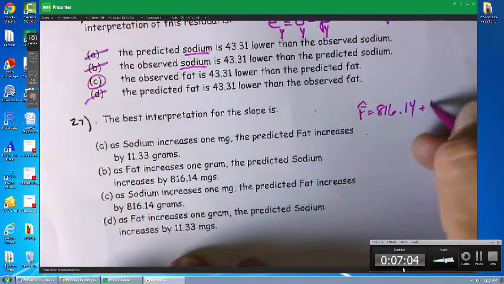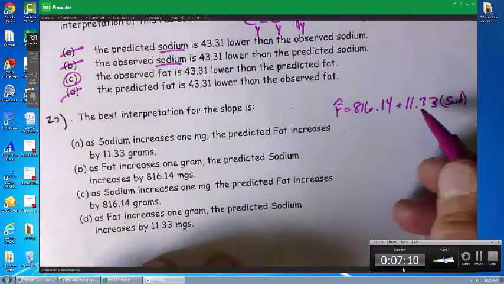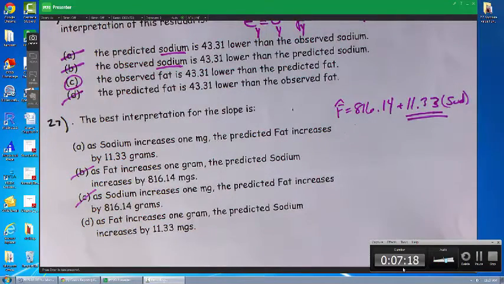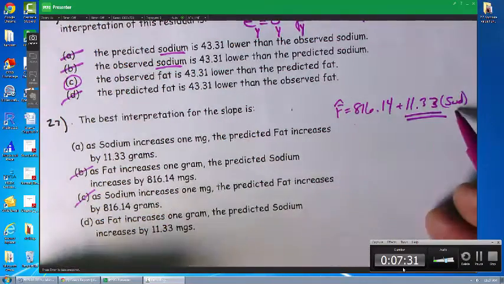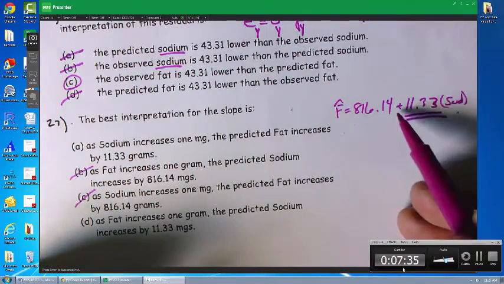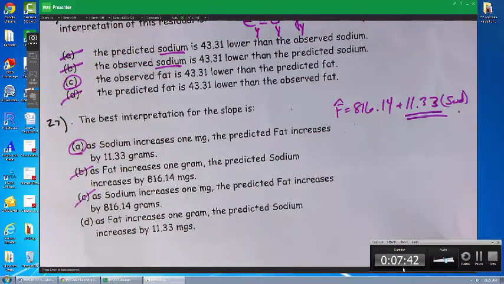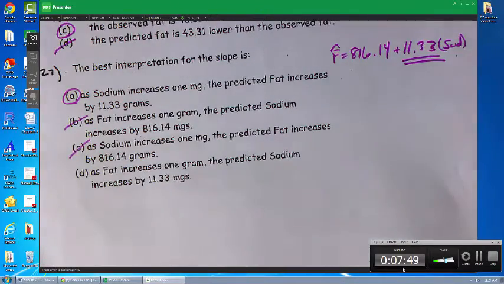Here's our equation for reference again. The best interpretation for the slope. The slope's the 11.33, so that allows us to get rid of B and C. And the slope is always interpreted the same way. As X increases by 1, the Y value increases or decreases according to the sign by however much the slope is. So as sodium increases 1, the predicted fat, this being positive, means it's an increase by 11.33. D is incorrect because this says as Y increases 1, the predicted X. That's incorrect because we're trying to predict fat from sodium.